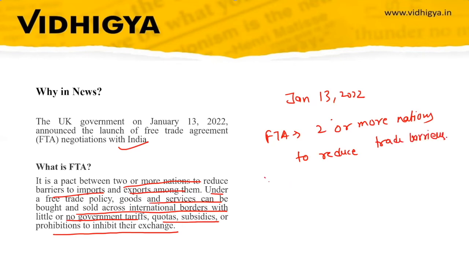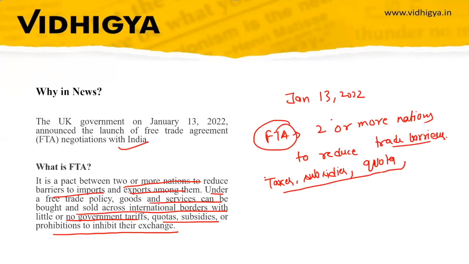So trade barriers can be in terms of taxes, subsidies, quota system. So the aim is to remove these trade barriers to make trade easier, to make the market of each other more accessible. So this is the basic understanding of FTA. It is an agreement between two or more nations to reduce the trade barrier. This trade barrier can be tariff barrier or non-tariff barrier, in order to improve the trade between both the countries.